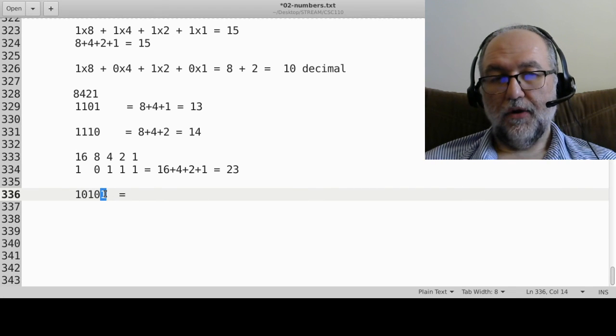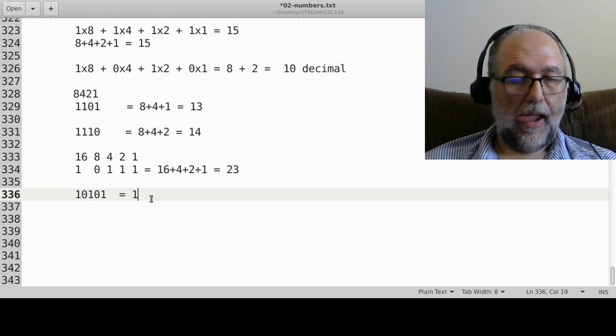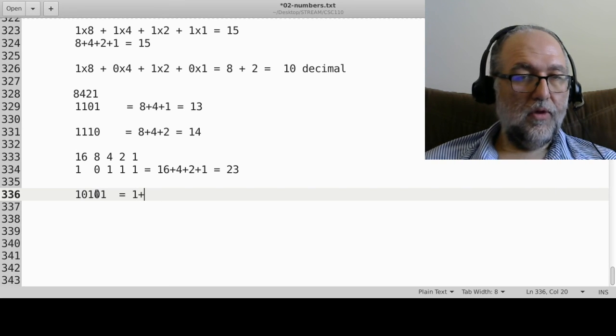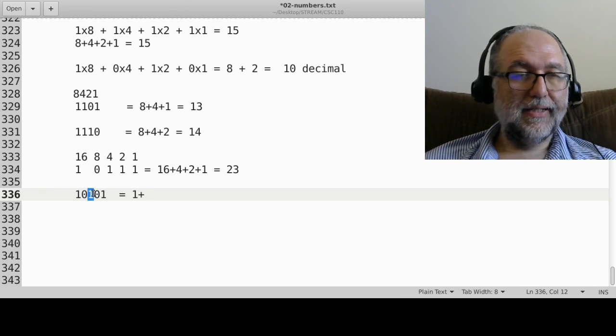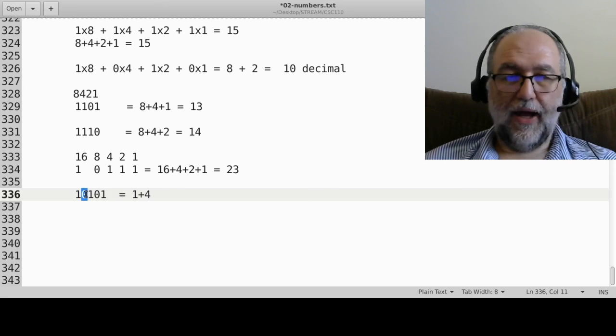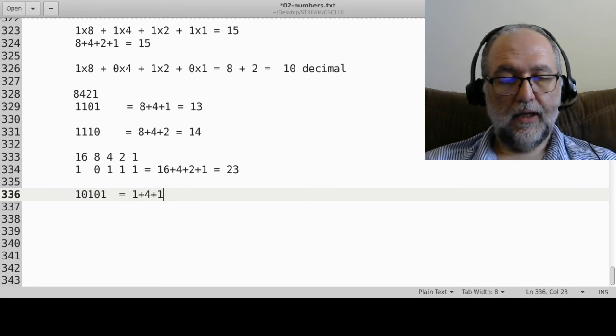I actually would start right here, and I would go, I have a 1. And then I would go to this one, and I go, that's in the 2's column, I don't have that. And then I would go to this one. That's in the 4's column, so I have a 4. Then I would go that one. That's in the 8's column, I don't have anything. And that one's in the 16 column, and I would say, okay, that's 16.